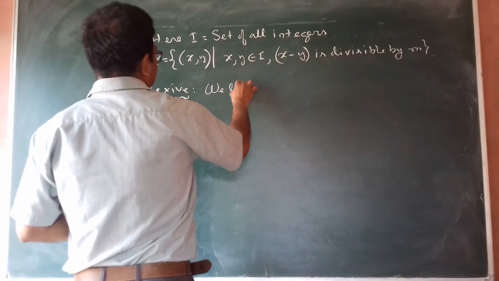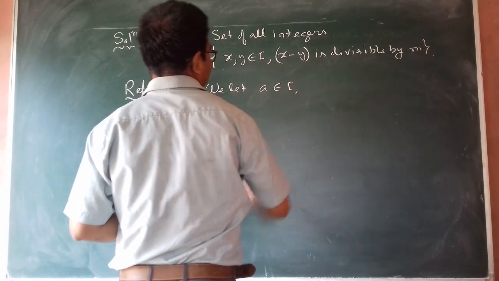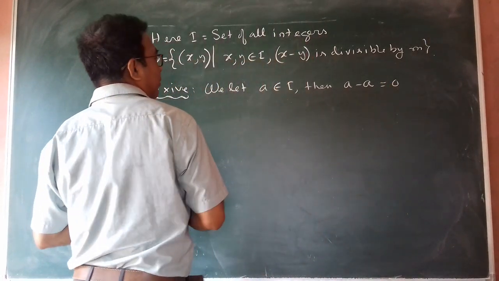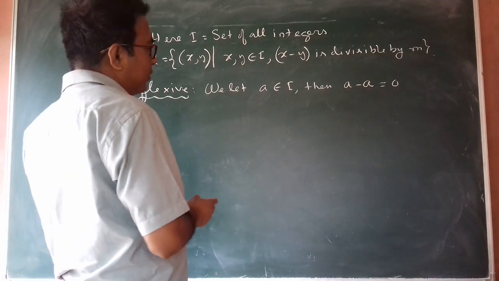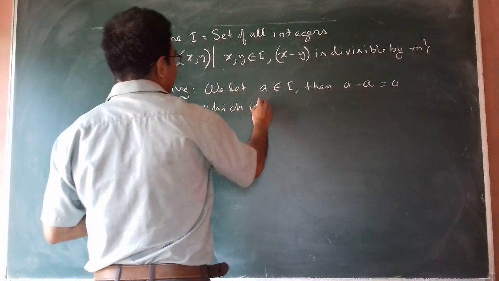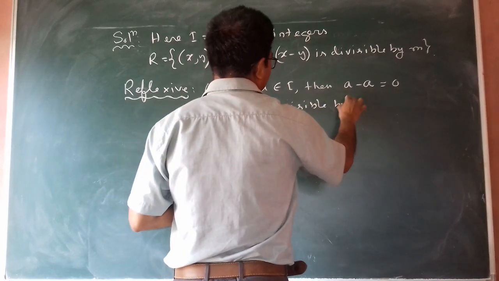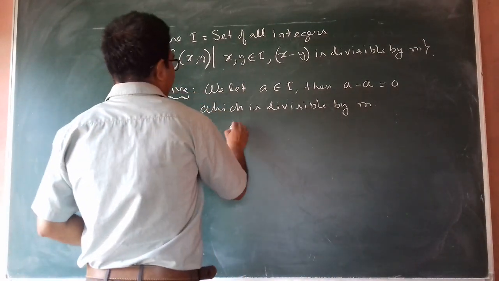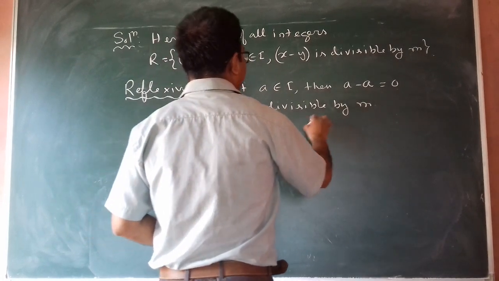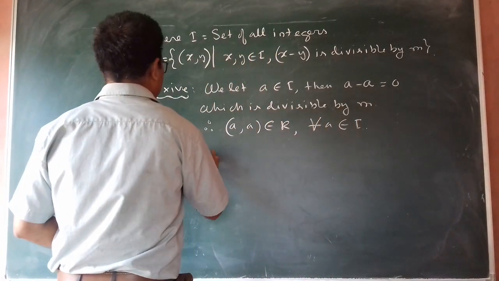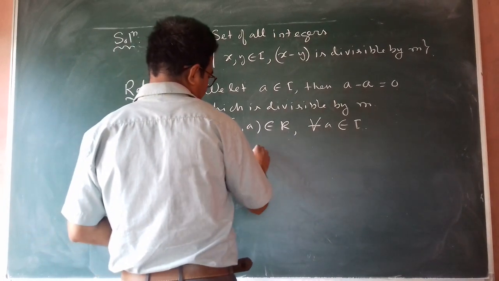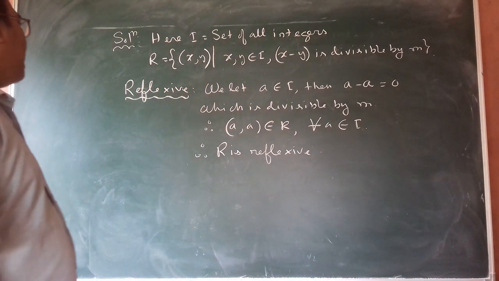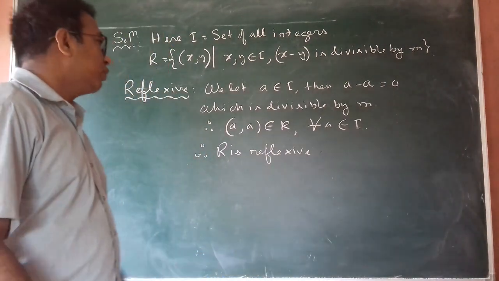So we can take any integer, a belongs to I. Then a minus a is equal to 0. If we take any number and subtract it from itself, it is equal to 0, which is divisible by m, because 0 is divisible by every non-zero number. So therefore (a, a) belongs to R for every a belongs to I. Therefore R is reflexive. So the first condition is satisfied. We need to check whether the other two conditions are satisfied. If satisfied, then it is an equivalence relation.